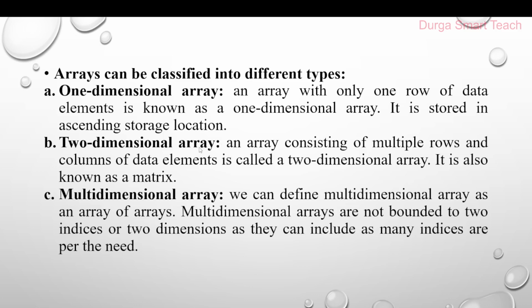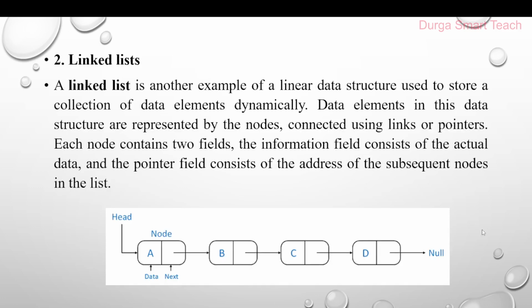Okay, a two-dimensional array contains two subscripts, which means it can store rows and columns. So multiple rows and columns of data elements is known as a two-dimensional array. That is nothing but a matrix. A multi-dimensional array is an array which contains more than two subscripts. It may include many indexes as per the need.